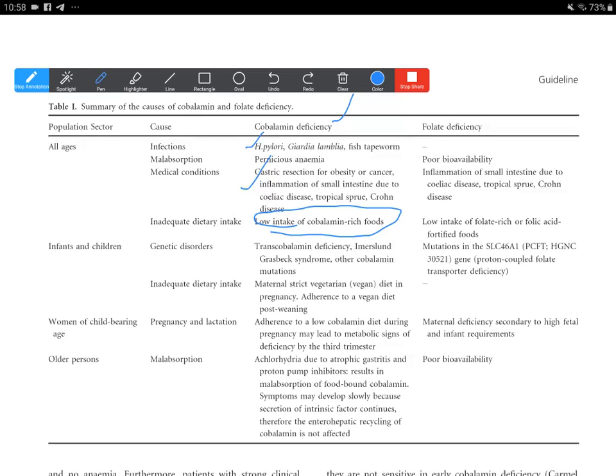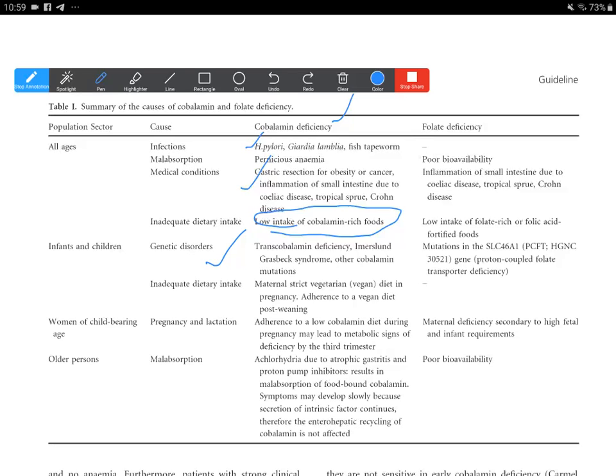Although it occurs in all ages, it is most common in infants. If the mother was also cobalamin deficient, then these infants will develop megaloblastic anemia at about 3 to 6 months of age, since they are born with low stores of cobalamin and are then breastfed milk, which also has a low cobalamin content. This is often due to unrecognized maternal pernicious anemia.